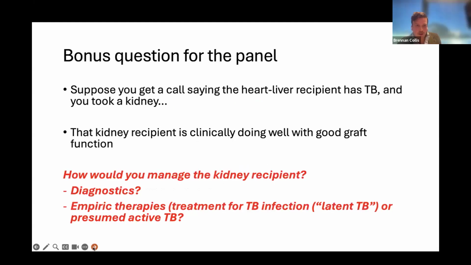Bonus question for the panel, though: suppose you're caring for a kidney transplant recipient and you're notified that a heart-liver recipient of the same donor has been diagnosed with TB in the early post-transplant period. Your kidney recipient is clinically doing well and has good graft function. How would you manage this patient? What diagnostics, if any, would you send? And would you offer this patient empirical TB therapy? And if so, would it be active or latent TB therapy?